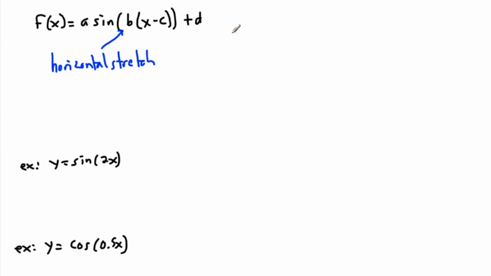Now what's really important is this. People think that b tells you the period. Well, it does. It gets you the period, but this is the most important thing here. b is not equal to the period. It's not equal to it. b is related to the period, but it's not equal to the period.